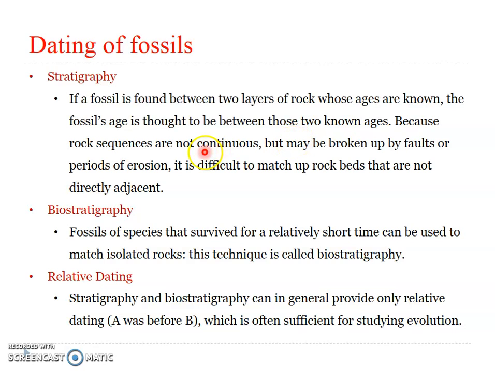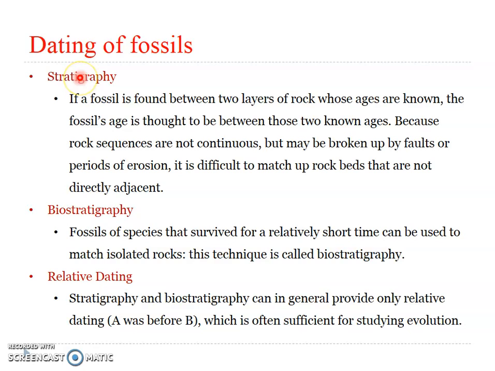Because rock sequences are not continuous, but may be broken up by faults, which means a crack or crevice, or periods of erosion, it is difficult to match up rock beds that are not directly adjacent. So here what happens is we can just estimate the age. It needn't be accurate. That is known as stratigraphy.